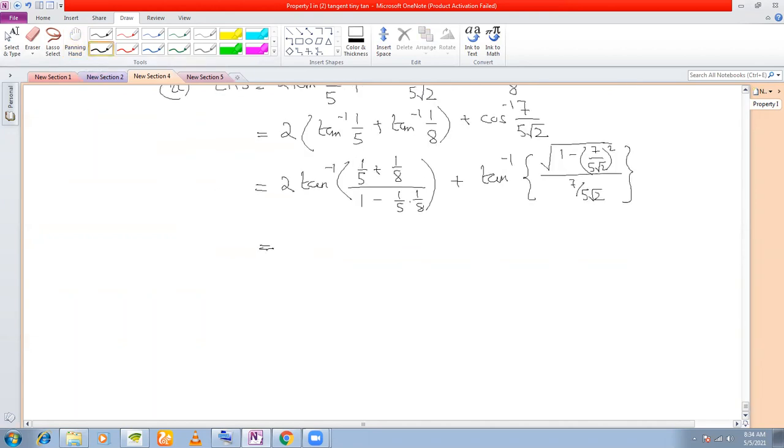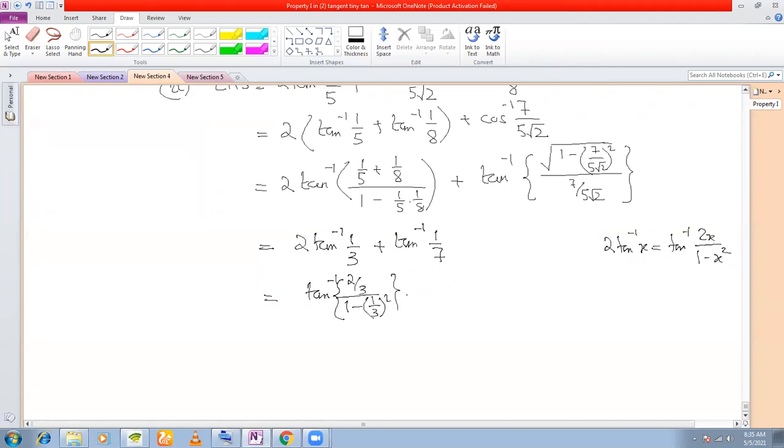Fine. Now you simplify the first tan inverse to get 2 tan inverse 1/3. And you simplify the second to get tan inverse 1/7. Now again you have 2 tan inverse 1/3 here, so we are going to use the result that 2 tan inverse x converts to a single tan inverse. So tan inverse 2/3 by 1 minus 1/3 square, plus tan inverse 1/7.